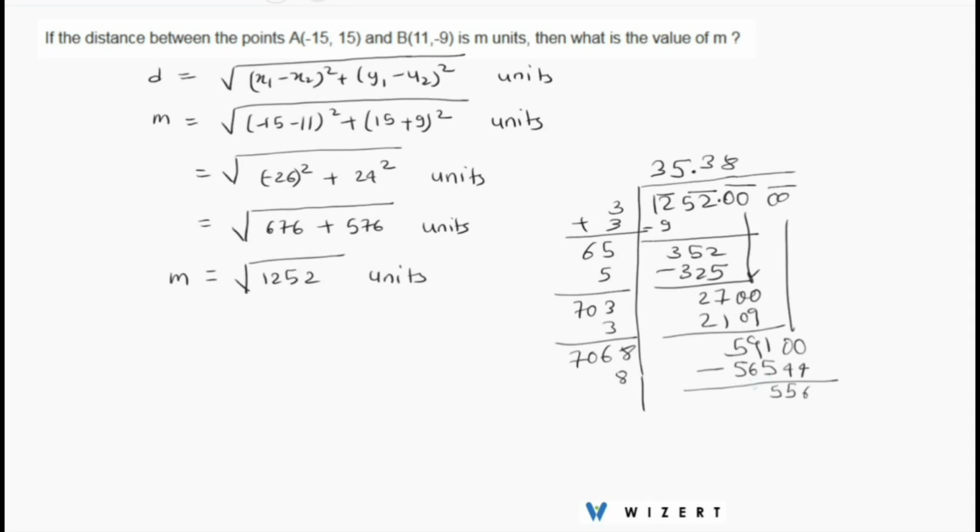Let's see, 9 minus 7 is 2. This will go on forever, so we'll stop at 2 digits after the decimal point. So we have m equal to 35.38 units. So the value of m is 35.38 units.